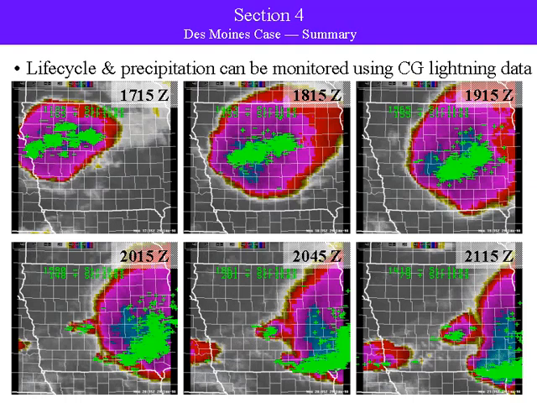Summarizing the Des Moines case, the life cycle and precipitation can be monitored using the CG lightning data. So here we're looking at the satellite with lightning overlaid loop once again, starting at 1715 and going forward. And you can see how we can look at the CG lightning with a satellite and infer what the radar may look like at the present time, especially here at the end when there is no radar data.